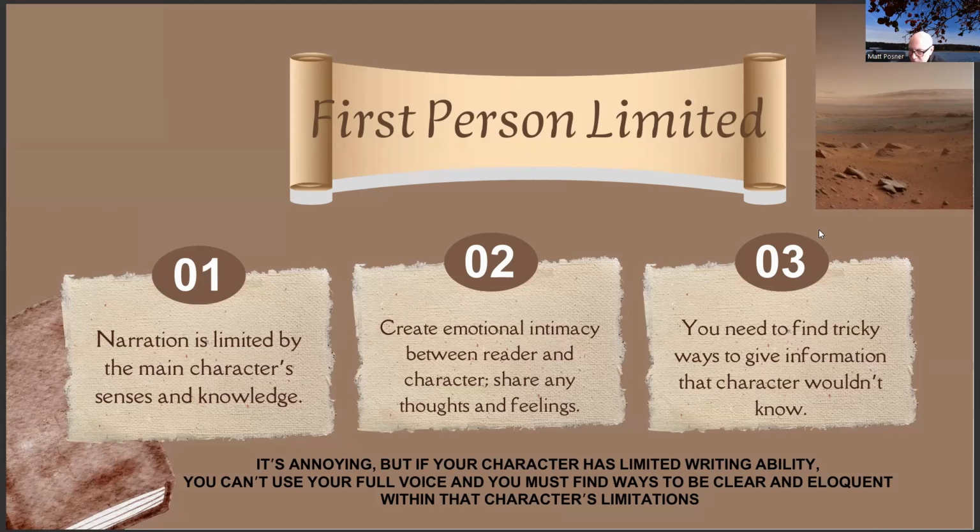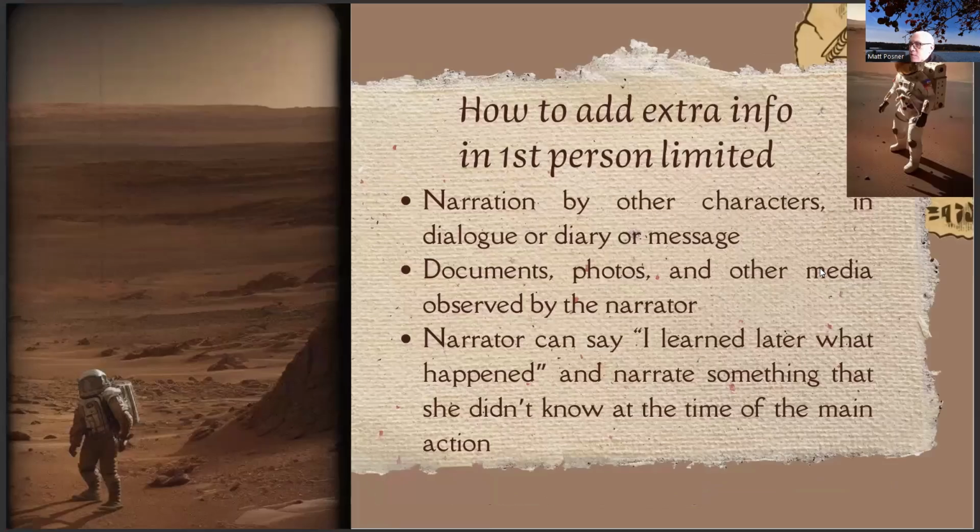Here's one thing that got in my way. If your character has limited writing ability, then it's an annoying feature that you can't use your full authorial voice. You have to find ways to be clear and eloquent, even though that character doesn't have the ability to do so. So, how do you add extra information in first person limited?